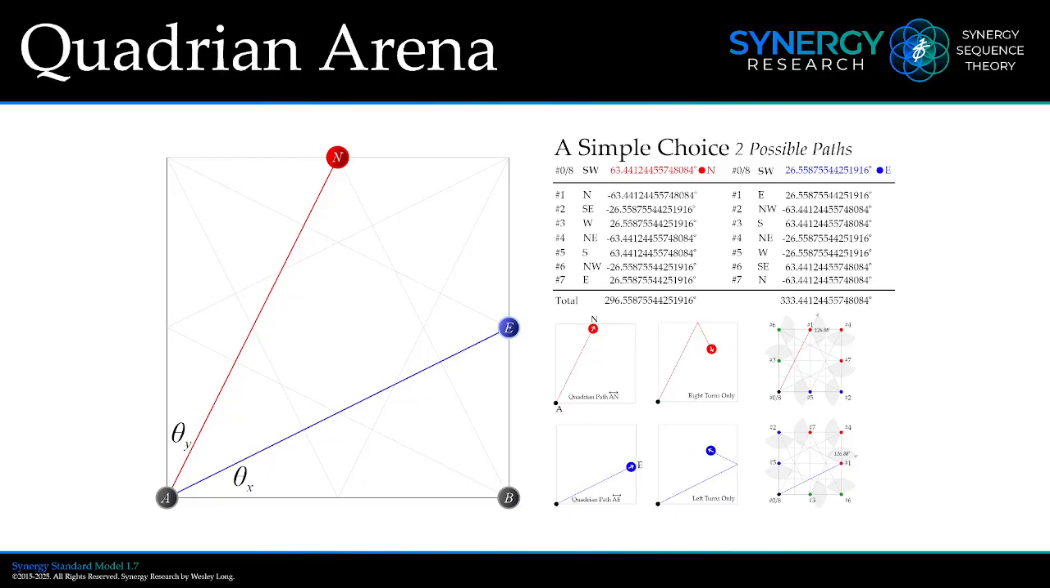Let's start with the red path, the north projection. This follows angle theta y, the same angle we encountered earlier, about 63.44 degrees. This is the upright path, the ascending motion in the Quadrian system. It is defined by a sequence of right turns only, and that becomes more than geometry. It becomes metaphor. Now look at the blue path, the east projection, moving at angle theta x, roughly 26.56 degrees.